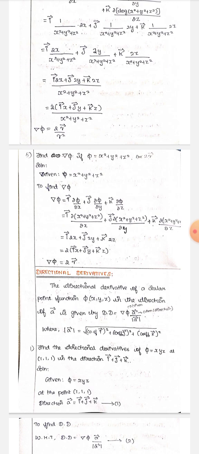So next step, the 2 is common, so taking it outside: 2 of xi vector plus yj vector plus zk vector. So we already know that the r vector value is equal to xi vector plus yj vector plus zk vector. So therefore del pi is equal to 2r vector.